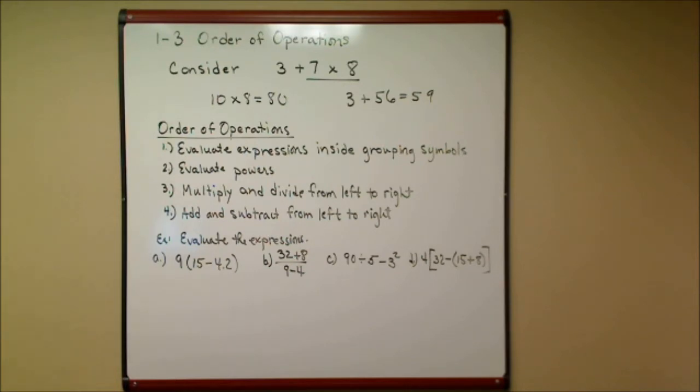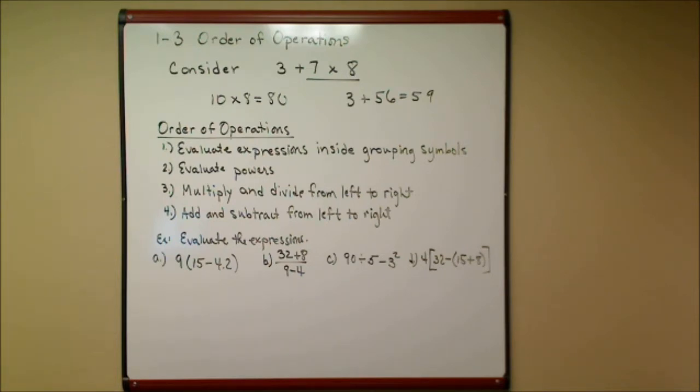And then third, multiply and divide from left to right. Now, I know I wrote the word multiply before I wrote the word divide. One of them had to be written first, but they're equally important. So you don't just do the multiplication and then do division. You do multiplication and division from left to right, whatever comes first. If it's division that's first, leftmost in the expression, then you divide first.